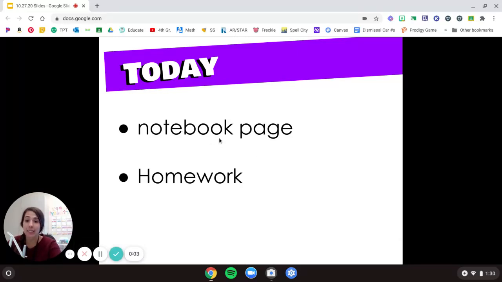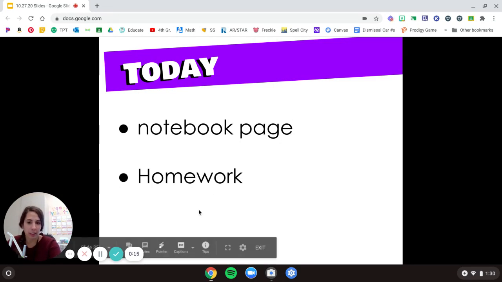Actually, I forgot to add that. Then we'll do our notebook page, and then you've got homework practice today. Make sure you're working on your addition and subtraction centers on Google Classroom and any other worksheets that you might have to finish up. So let's look at our homework.